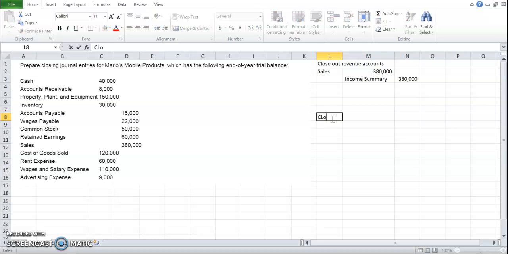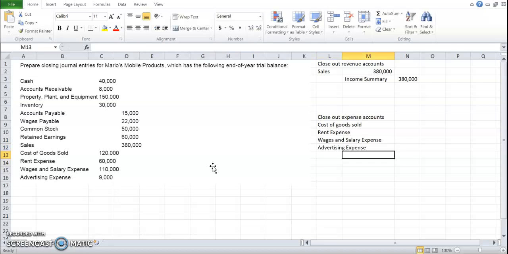Now we need to close out our expenses. To close our expenses, you see they're on the debit side, so we're going to have to close them out with a credit. So we've got cost of goods sold, rent expense, wages and salary expense, and advertising expense. Now, what are these going to get closed out to? The same account, income summary.